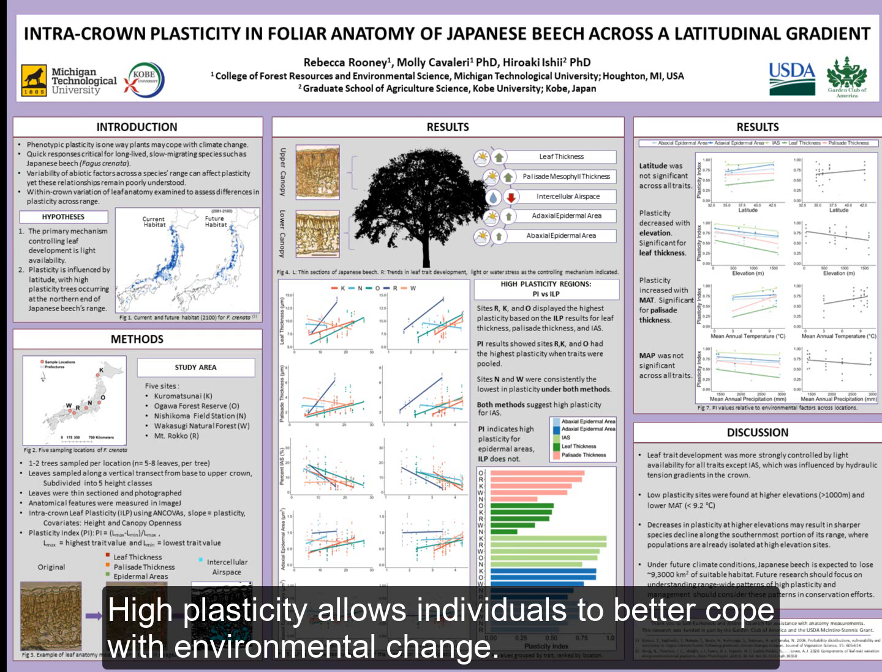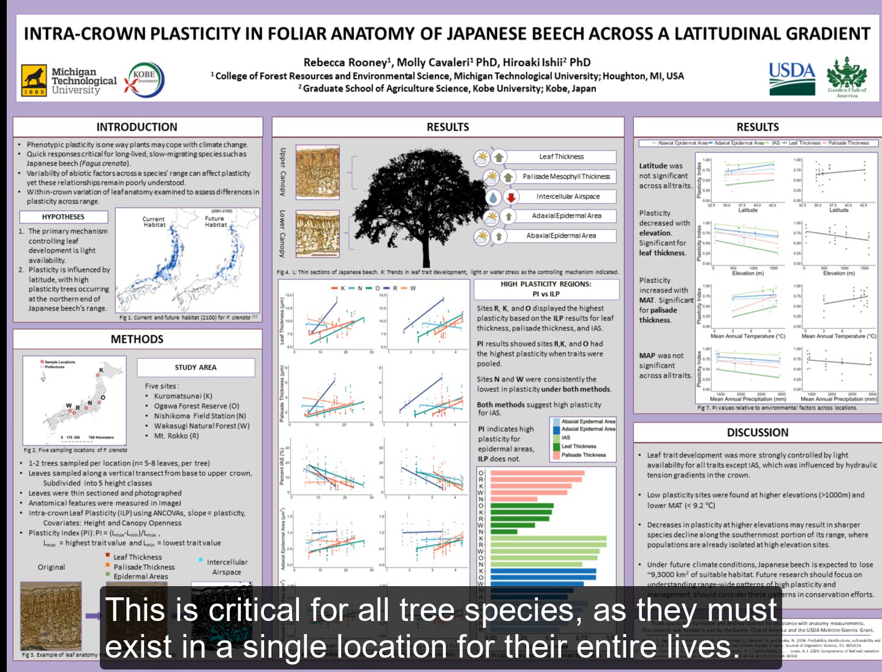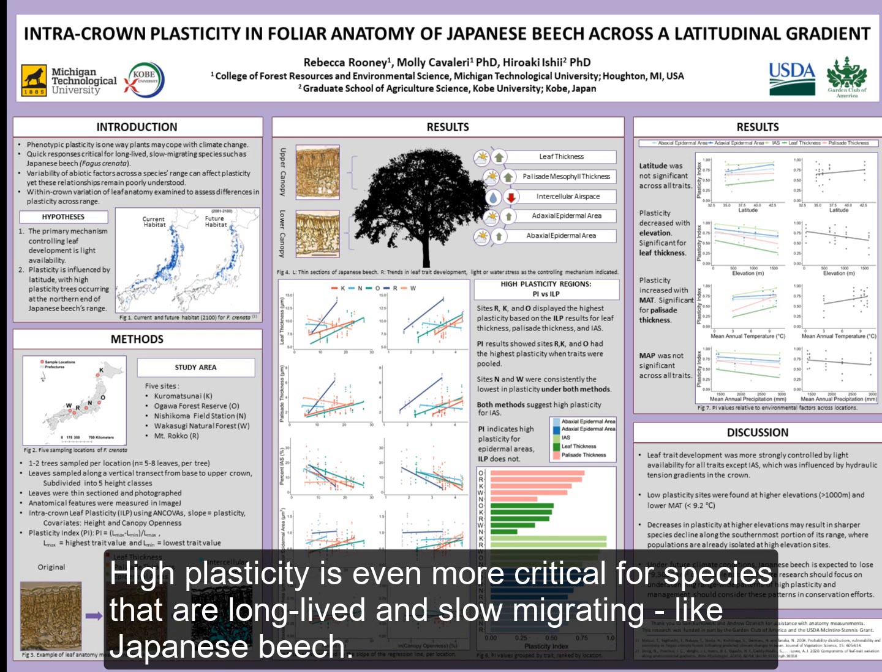High plasticity allows individuals to better cope with environmental change. This is critical for all tree species as they must exist in a single location for their entire lives. High plasticity is even more critical for species that are long-lived and slow-migrating, like Japanese beech.